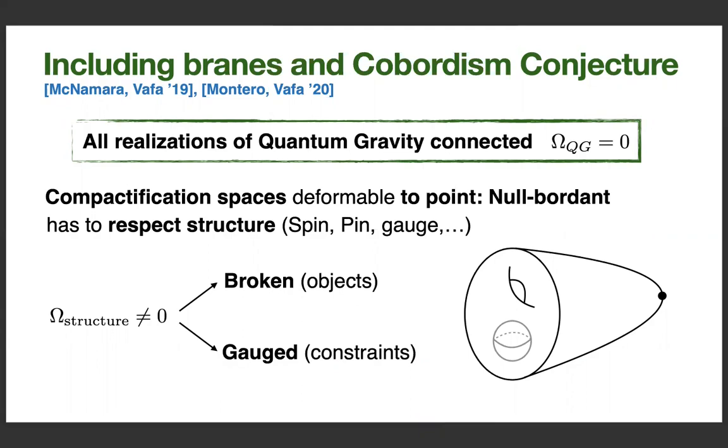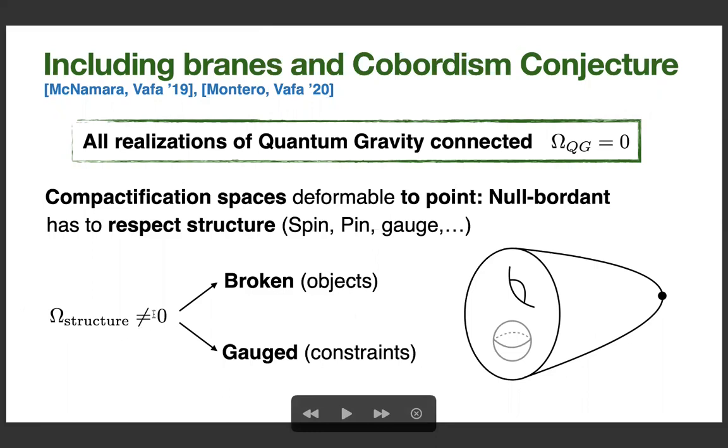One way that this can be pictured is you have this space, and in order for this to be 0, all spaces that I allow should be deformable to a point. This is the null bordism condition. However, these deformations are not general, but they depend on the structure I impose. For example, it could be spin structure, it could be pin structure, or gauge fields might enter the game, or higher form fields, which modify the whole thing. Now you put what you know into this bordism constraint.